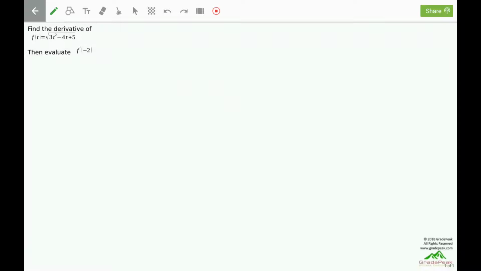Find the derivative of f of t equals the square root of 3t squared minus 4t plus 5. Then evaluate f prime of negative 2. F of t here is the square root of an entire expression, 3t squared minus 4t plus 5.